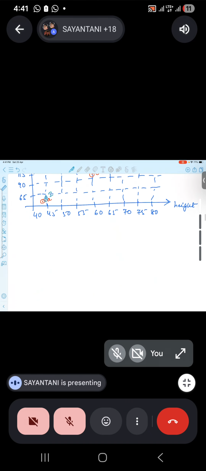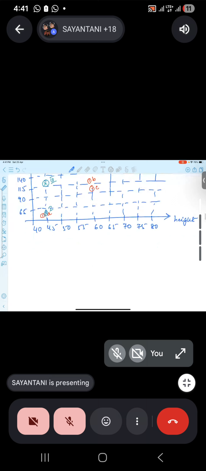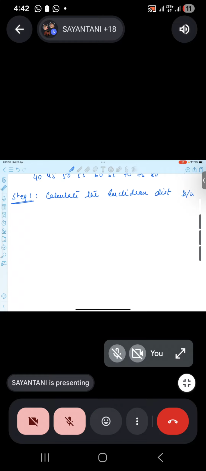So what is going to be step number 1? Make sure you keep this plot handy right in front of you, because we have to keep on updating this graph. Step number 1: you have to calculate the Euclidean distance between each data point and the respective clusters.